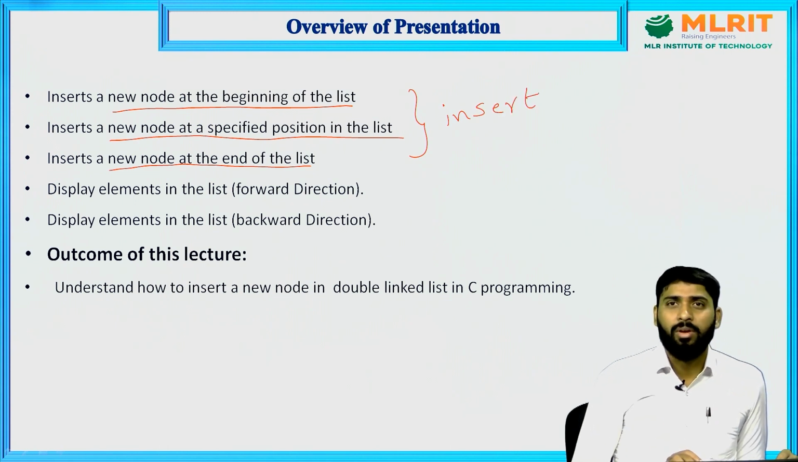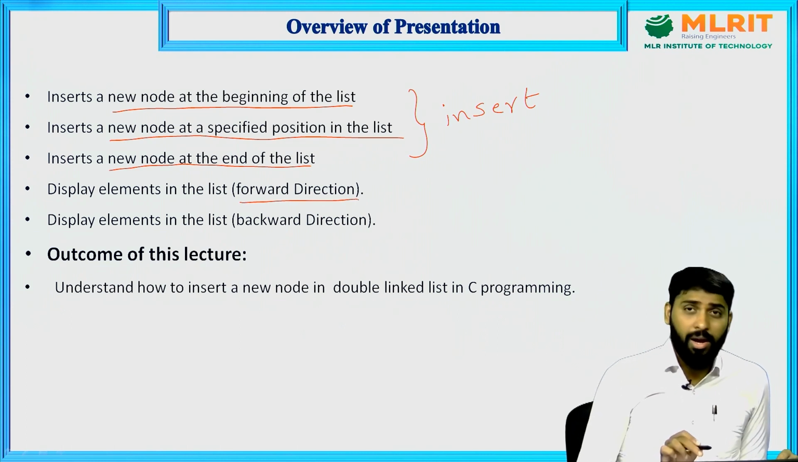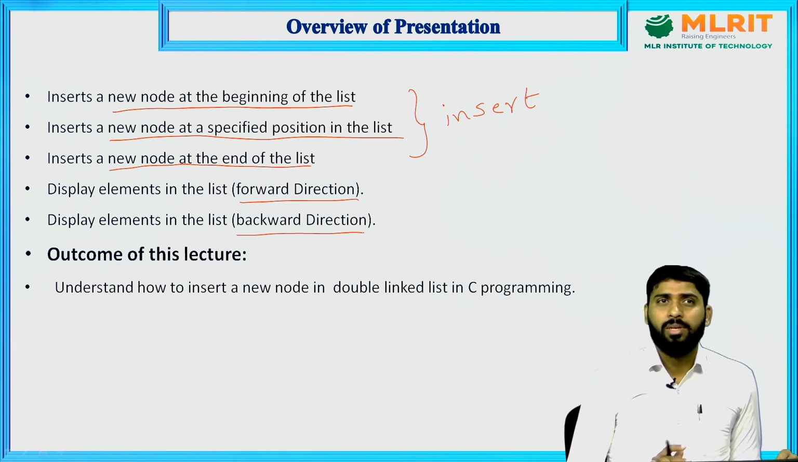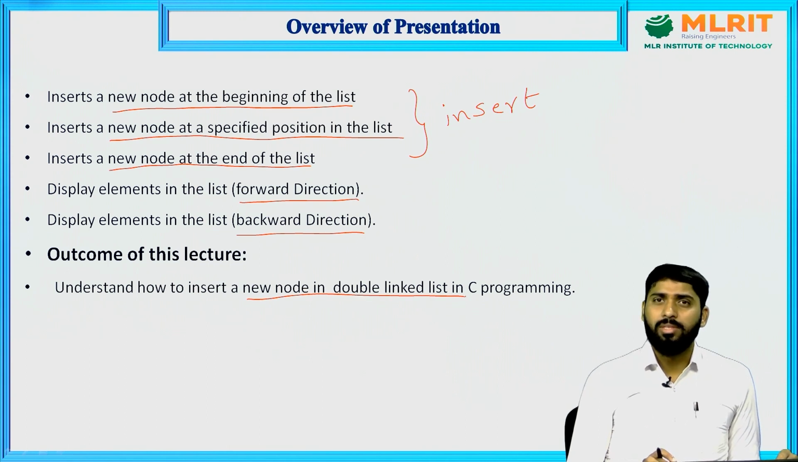After that we are going to learn display elements in forward direction and display elements in backward direction. So outcome of this lecture, at the end of this lecture, you all will understand how to insert new node in the double linked list in C programming.